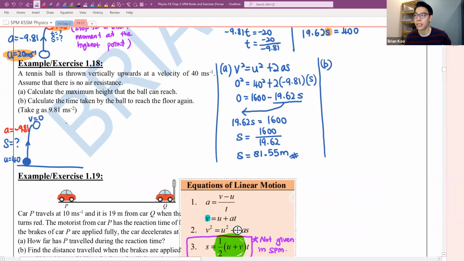Okay, this journey we can split it up. So always remember, go up. This kind of go up, come down question must always be cut in half. Cannot one shot one.